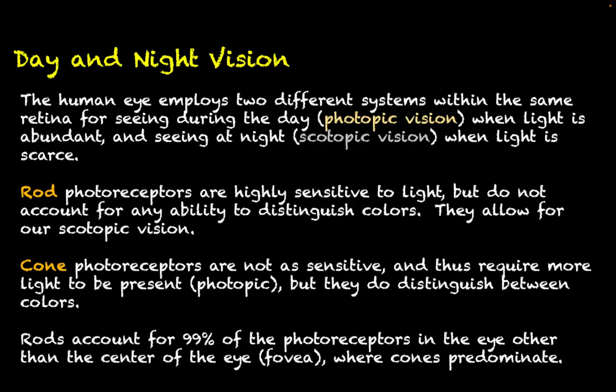The interesting thing, though, is that if you did a head count of all the photoreceptors in your retina, rods are going to account for about 99% of them in all parts of the eye except basically the very center of your eye, which is called your fovea. Your fovea contains a very high concentration of cones. You can almost think of the fovea as being like a big island that is made of cones floating in a sea of rods. So your cones essentially are going to account for your central vision.